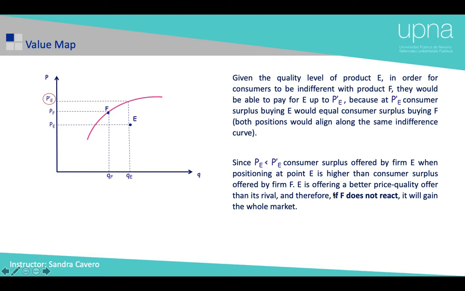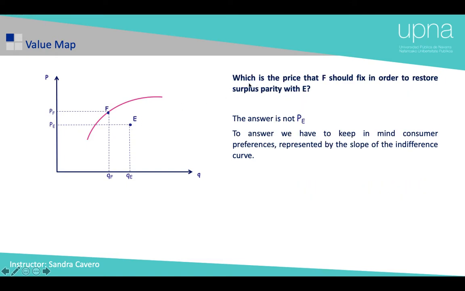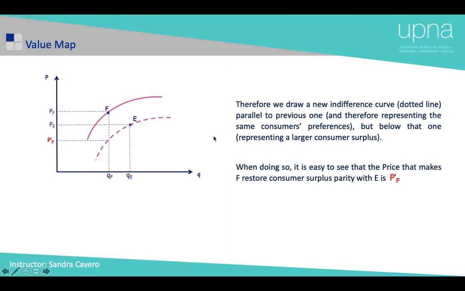So if F doesn't react to this movement made by E, it will gain the whole market E, but F may react. Which is the price that F should fix in order to restore this consumer surplus parity with E? The answer is not PE. To answer, we have to keep in mind consumer preferences represented by the slope of the indifference curve.